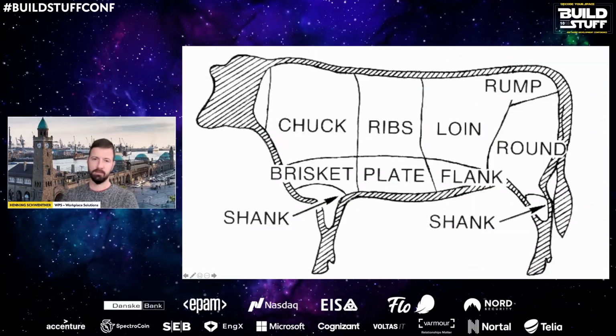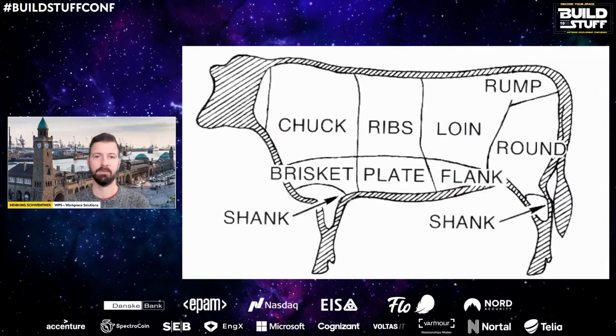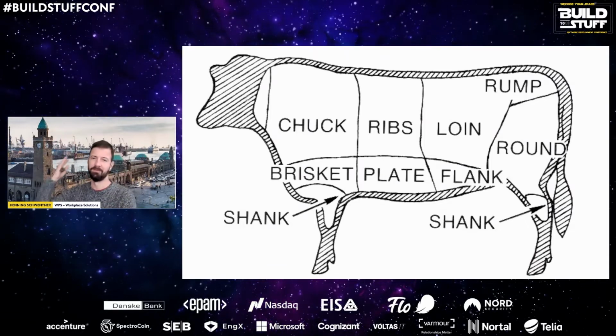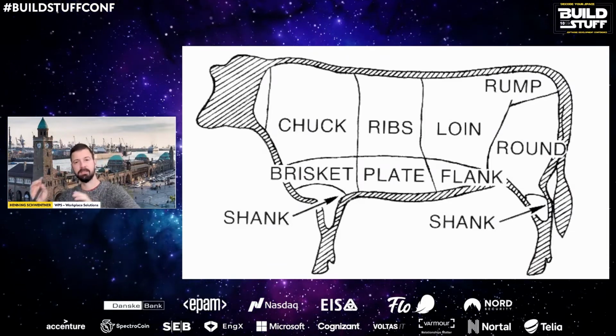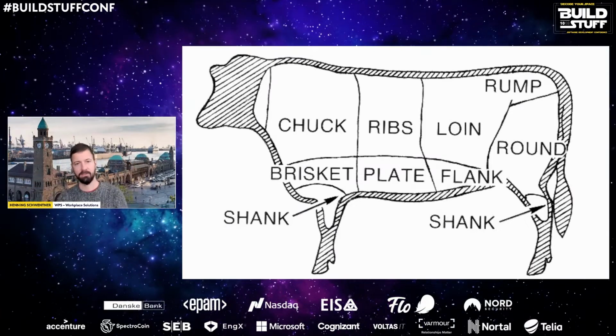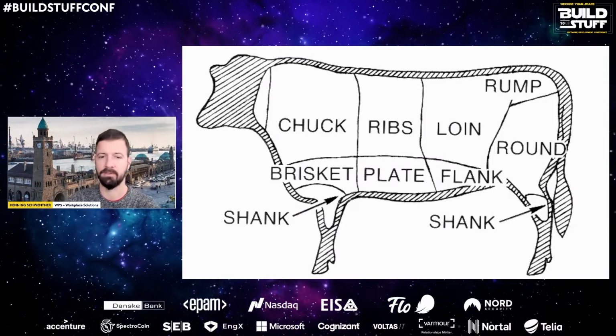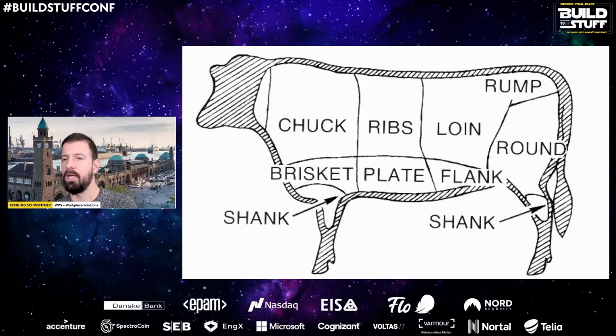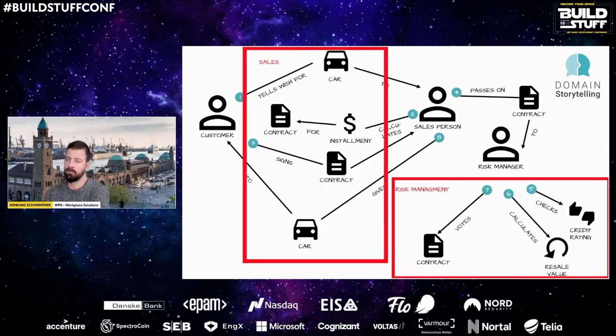And we do this with the whole domain. So the idea is we take this cow and cut it into pieces. We take the whole domain and cut it into pieces, and we have several parts which make up our system in the end. And we start with domain stories.